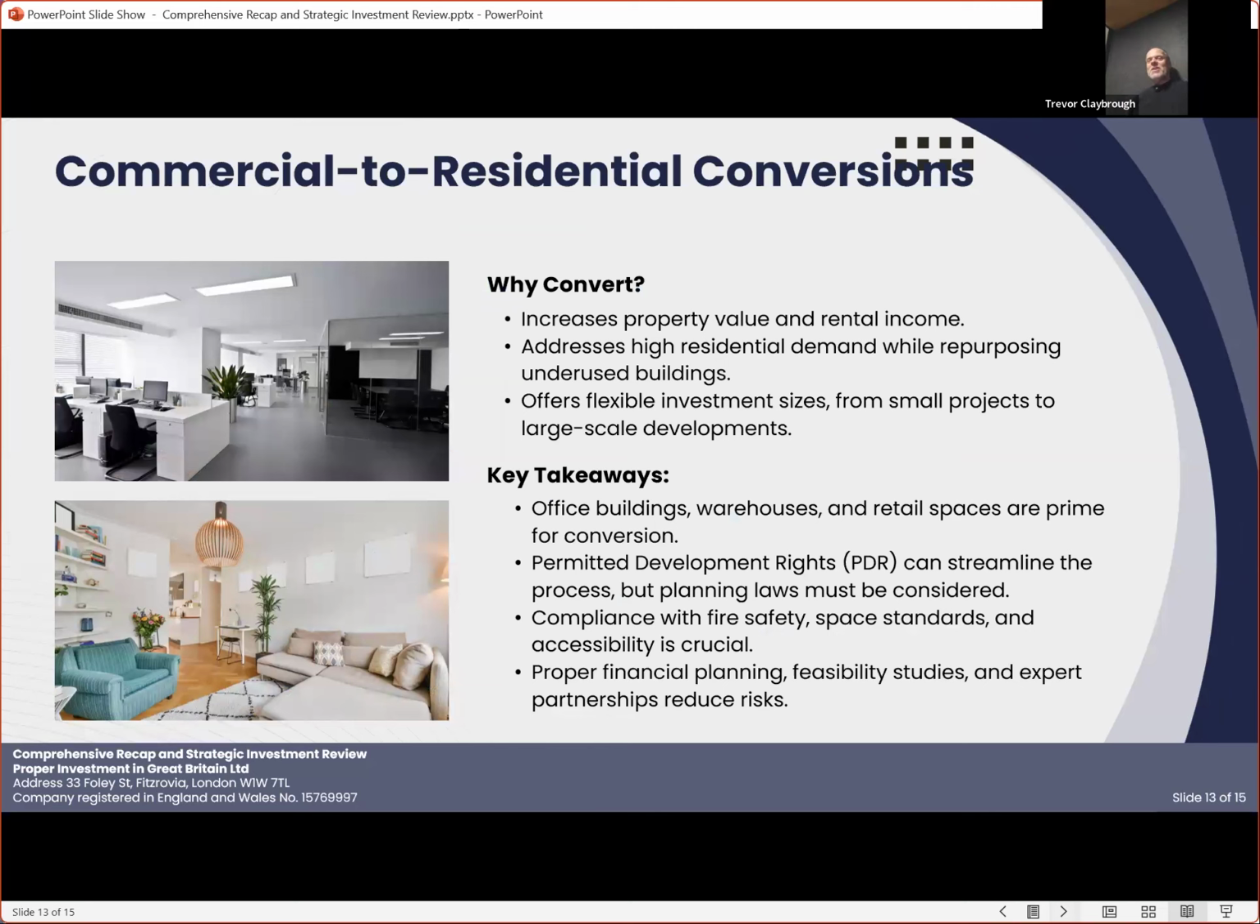Commercial to residential conversions, pretty obvious. Big demand for accommodation for people long term, where people need to live. Maybe not quite so much demand for large office buildings in probably small towns and suburbs. So buying these, converting them can add quite a lot of value. And as we mentioned with planning, we can do this quite often under permitted development rights. So these can be great projects, and also great projects to come in on as a joint venture.